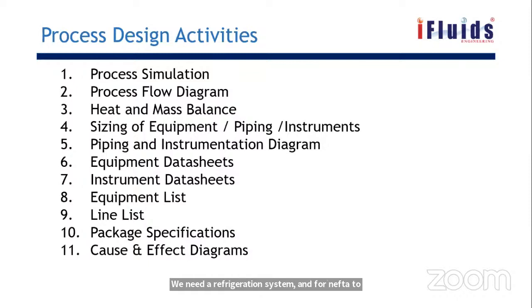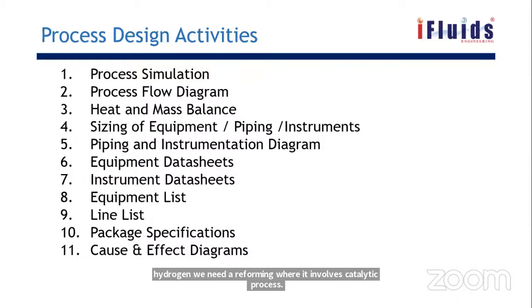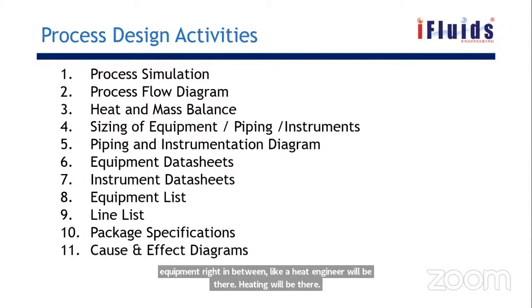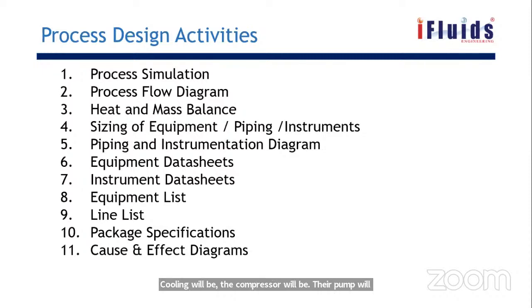And finally, the purifying unit will be there, that PSA, pressure swing adsorption process. And then finally, we get hydrogen. So we need some equipment right in between, like an exchanger, heating, cooling, a compressor, a pump. All those things will be put in the simulation in a sequential manner. And then finally, we'll get ammonia, right?